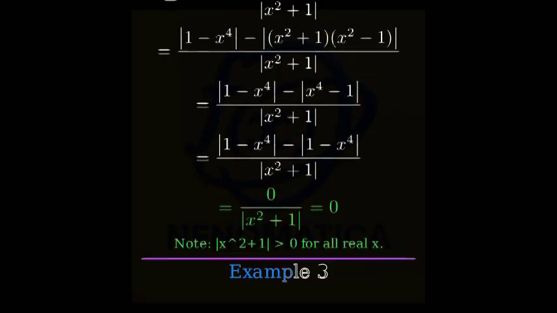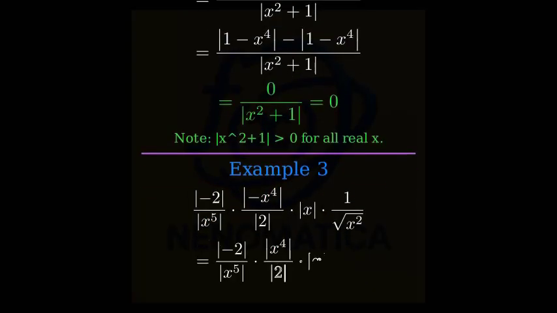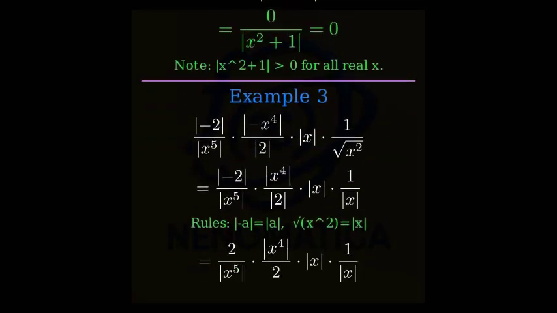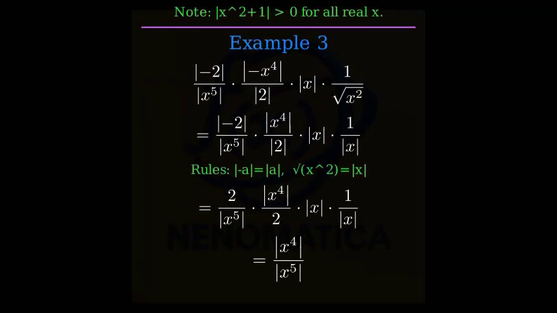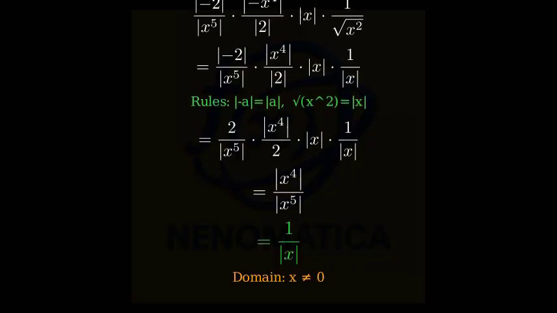Example 3. Simplify the product absolute value of negative 2 over absolute value of x to the 5th times absolute value of negative x to the 4th over absolute value of 2 times absolute value of x times 1 over the square root of x squared. Replace the square root of x squared with absolute value of x. Evaluate the absolute values of constants and cancel the 2's. Combine factors and cancel absolute value of x, leaving absolute value of x to the 4th over absolute value of x to the 5th. That equals 1 over absolute value of x. The expression is undefined at x equals 0, which matches the final form.